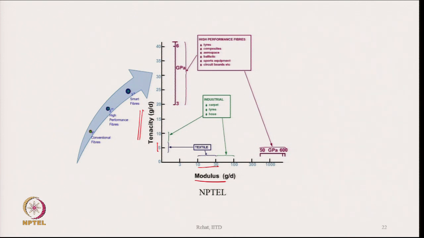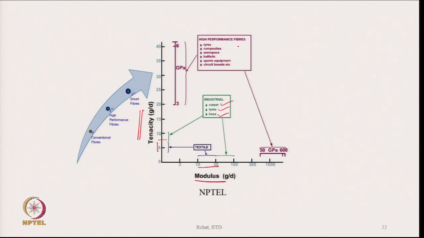Textile basically means here fibers which are used for apparels mostly. Its tenacity is 5 plus minus 1 or 2, and modulus used to be between 10 to 30. After that people developed industrial fibers, like for carpets, for tire cords, for hose, and their tenacity level increased to between, let us say, 7 to 10, and the modulus range was between 30 to 100.